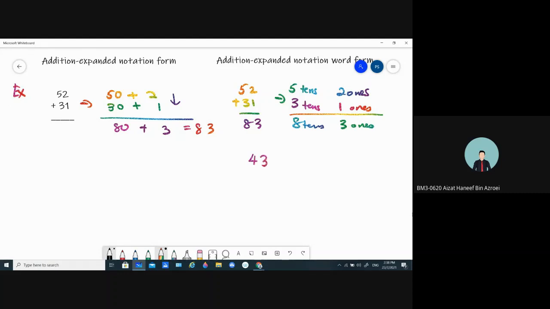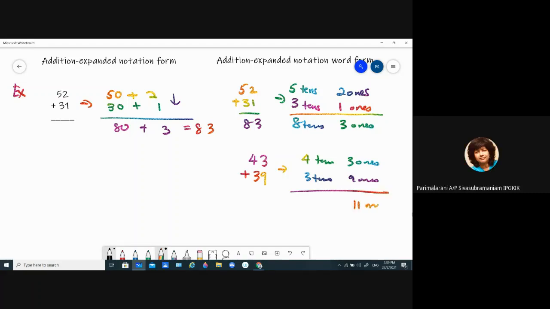Supposing it is 43 plus 39, okay? This will be 4 tens and 3 ones, and this will be 3 tens and 9 ones, okay? So when we add, this will be 11 ones, and this is 7 tens, correct? 7 tens and 11 ones. So we do the exchanging, 1 ones, bring 1 here. So we have 8 tens and 1 ones. So it is 81.